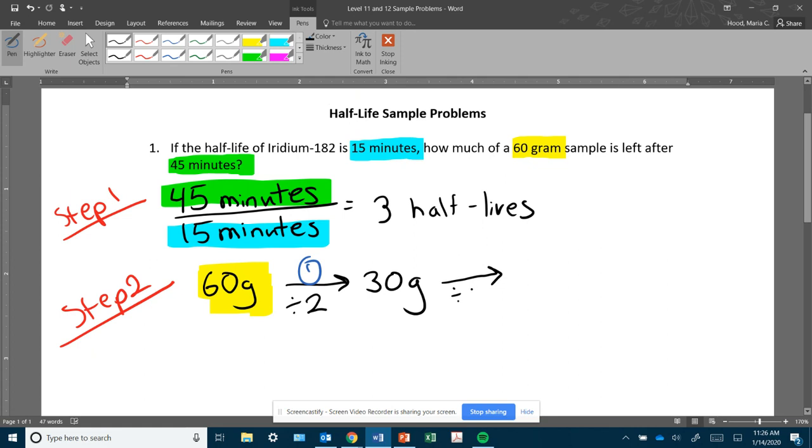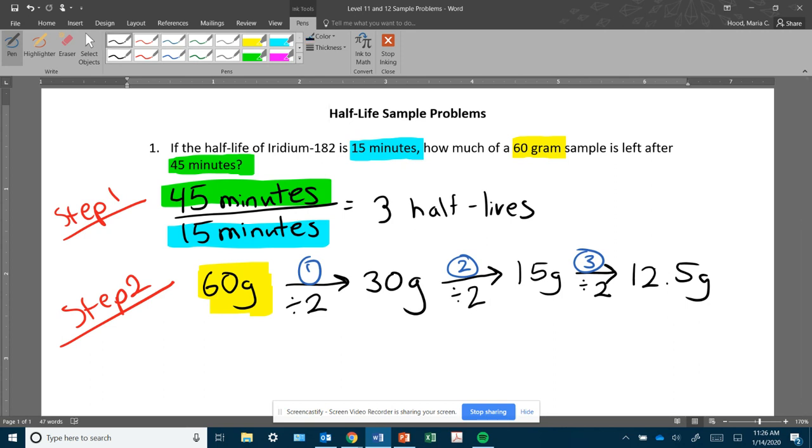When I divide 30 by 2 again, I get 15 grams. This will be the second half-life. When I divide 15 by 2, I'm going to get 12.5 grams. And that's after that third half-life.